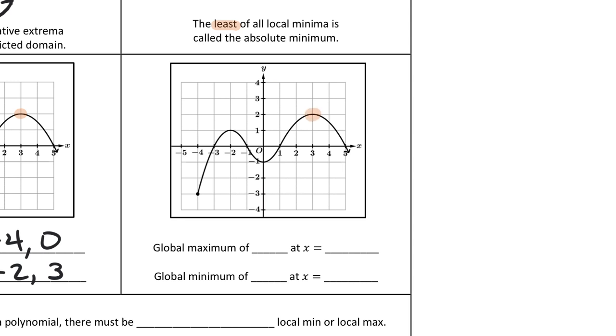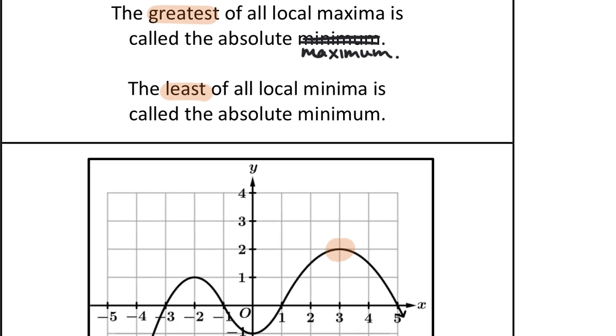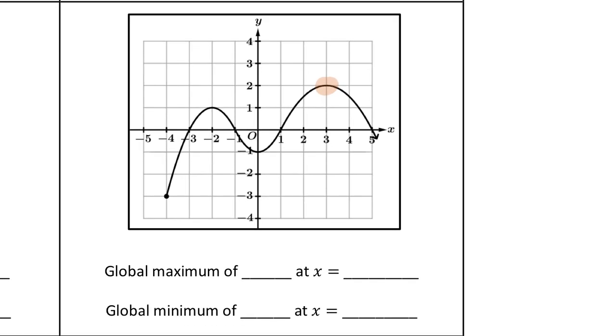This is the same graph, by the way. Nope. It says the greatest of all local maxima is the absolute minimum. Is that a typo? That is a typo. Yep. Thank you. We're going to change that word to the maximum. That's a classic me move. Sorry. Everything's a minimum. Please do tell me when I do something silly like that.